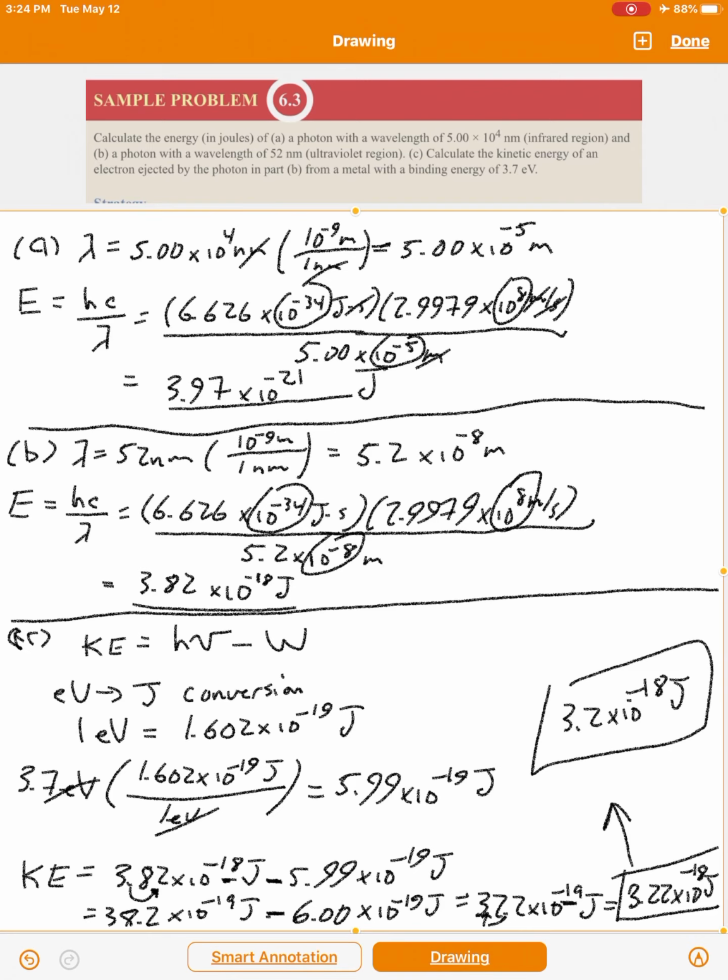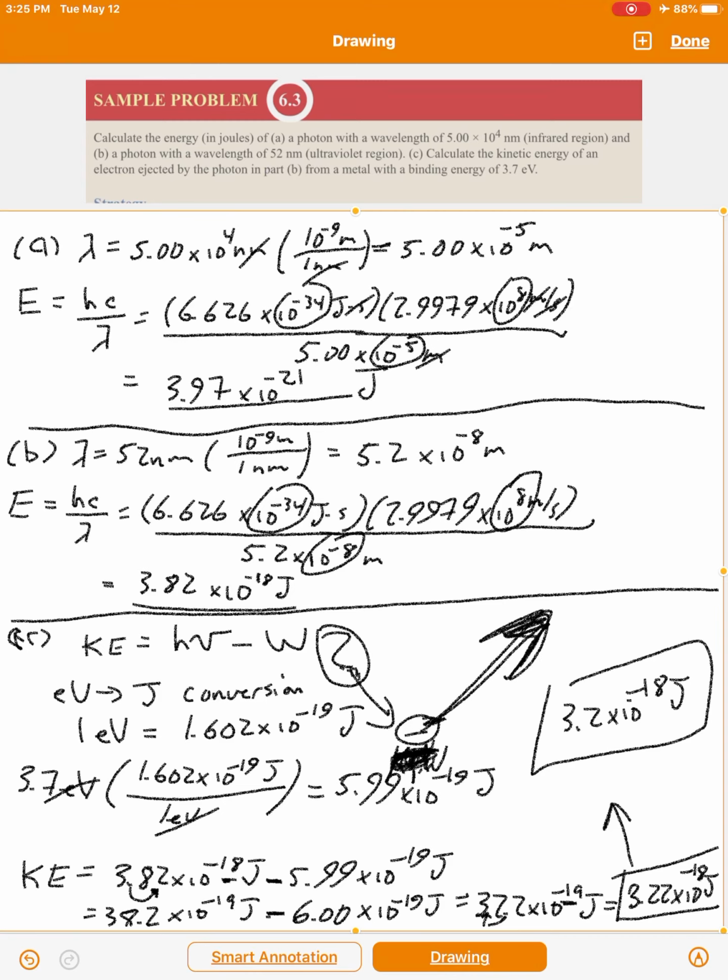And there you go. So that's the amount of energy that the electron has after it's ejected from the surface, right? So the photon comes in. The photon has more energy than the binding energy, than the work function. The work function is holding the electron down. So this energy overcomes the work function, but then there's excess energy. That excess energy goes into kinetic energy.